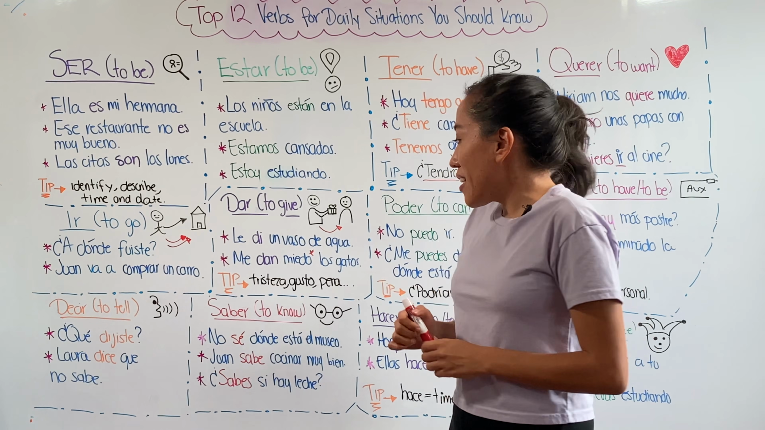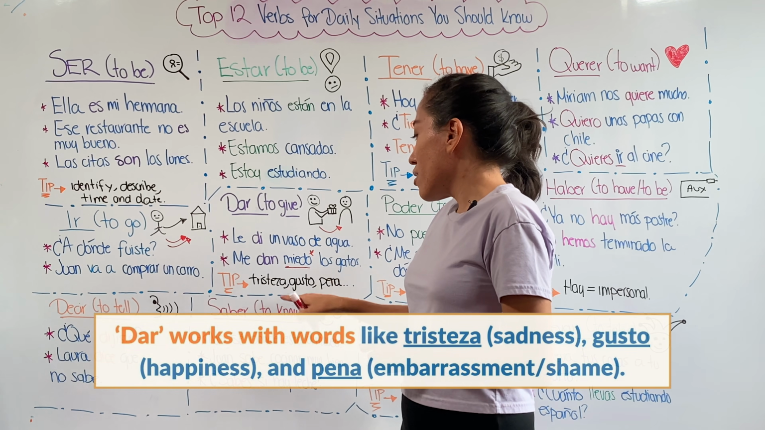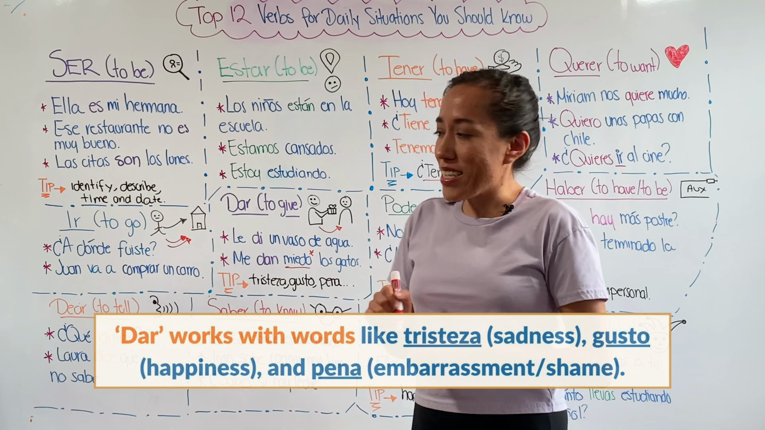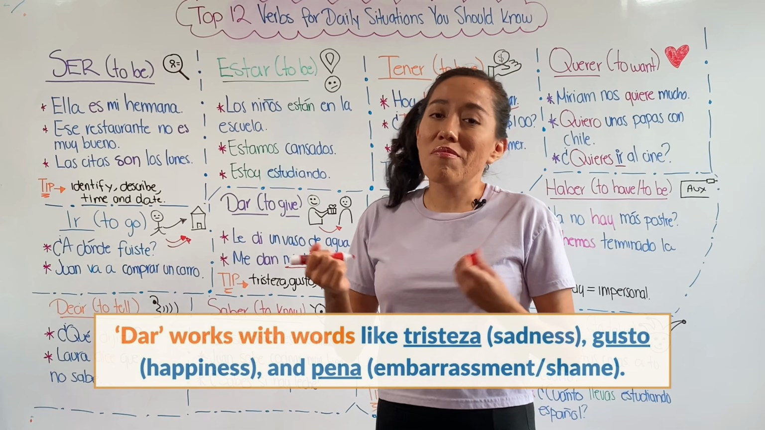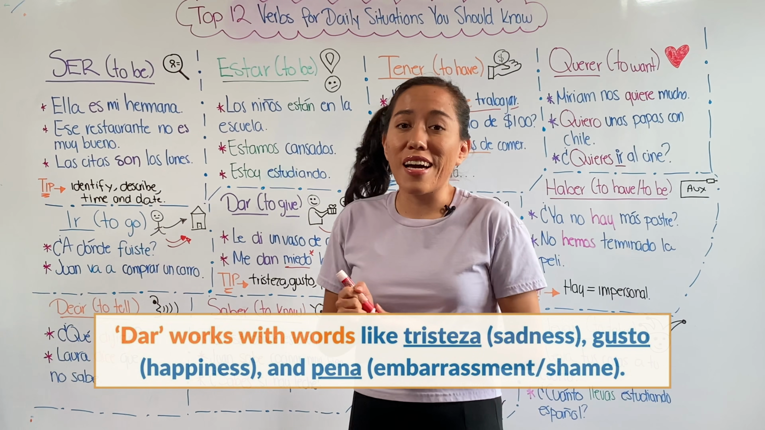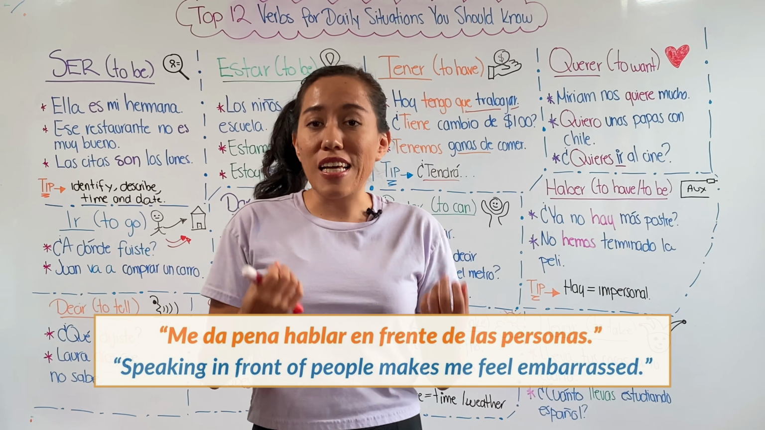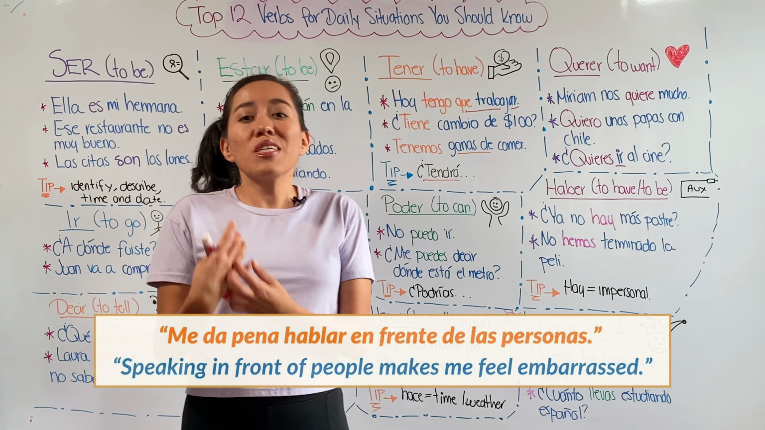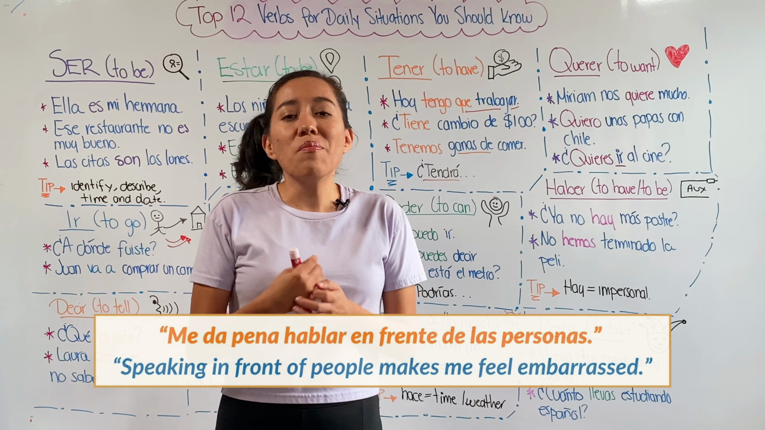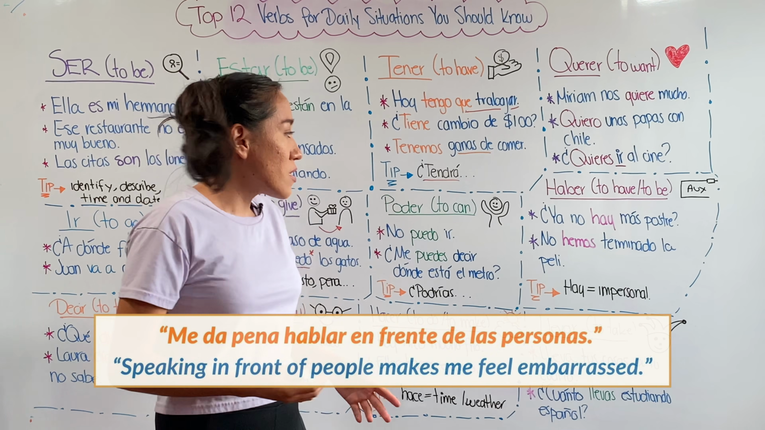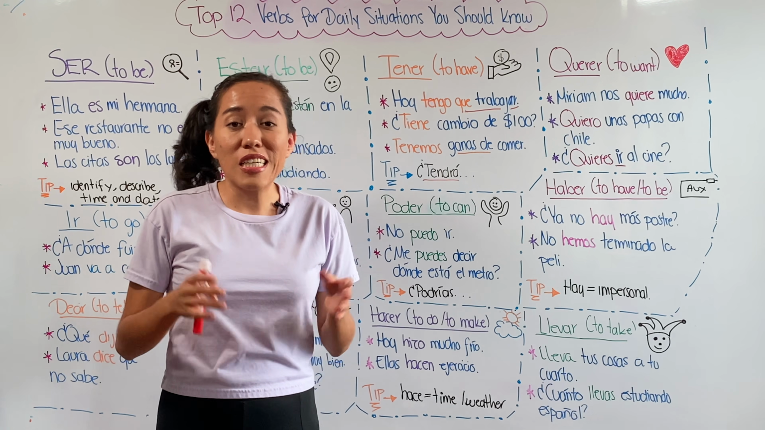You can replace the word miedo over here with tristeza, sadness, gusto, happiness, or pena. Me da pena hablar en frente de las personas. Speaking with other people makes me feel embarrassed. So the next verb you want to learn is poder.